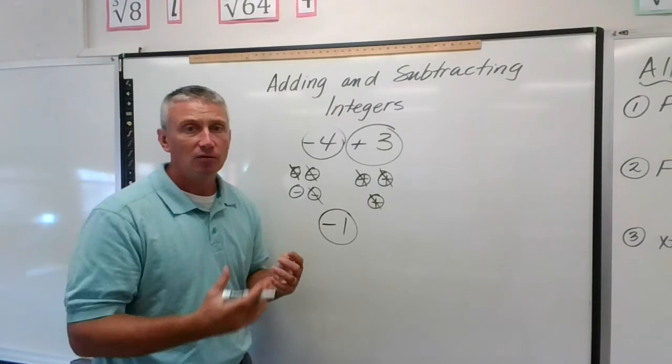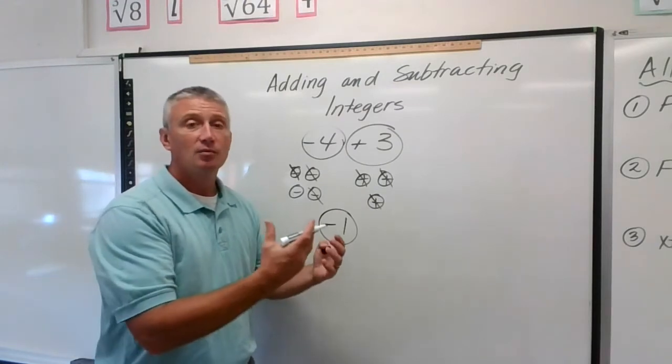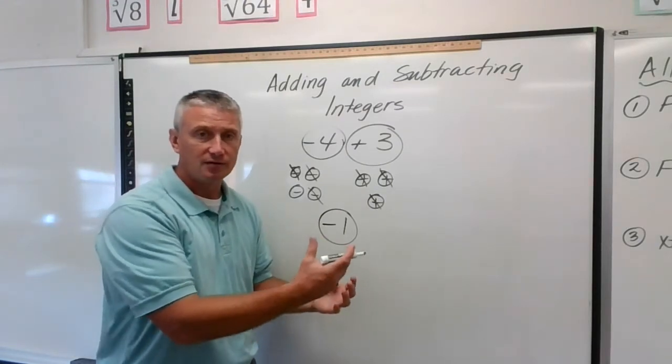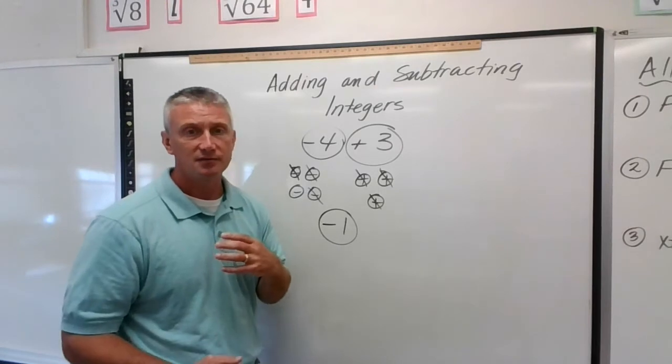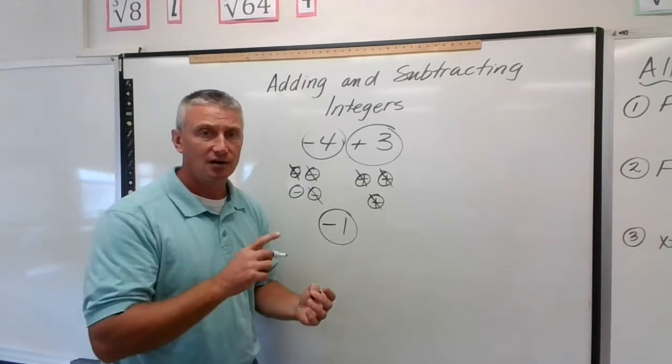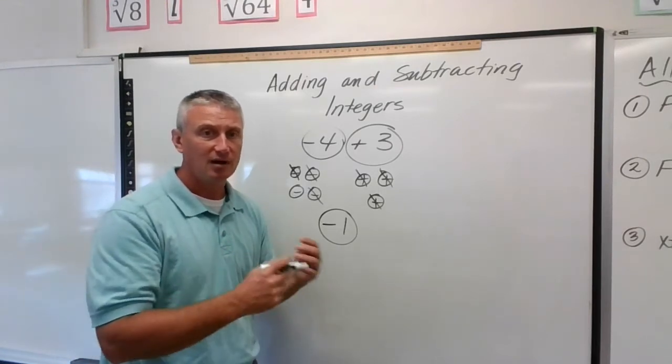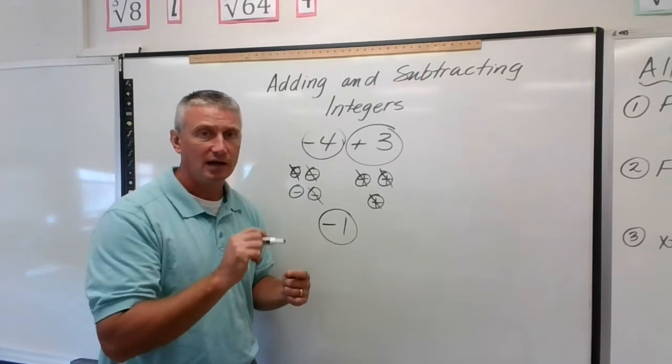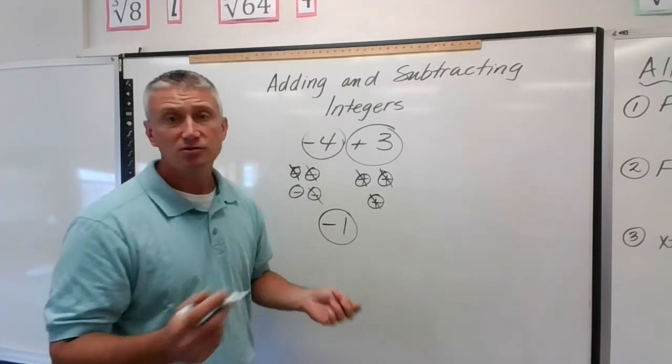So I always look at this as: who is there? There's 4 negatives, there's 3 positives. I know there's more negatives, so they're going to win. How many are going to be left after they battle themselves? Well, there's going to be 1 negative that is remaining. Okay, let's try another one.